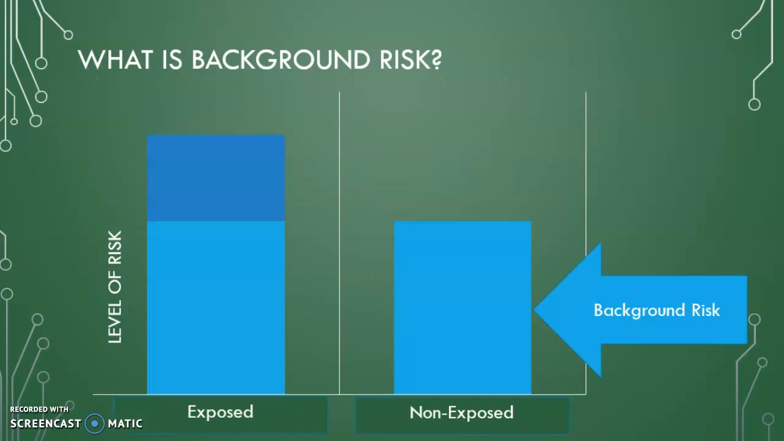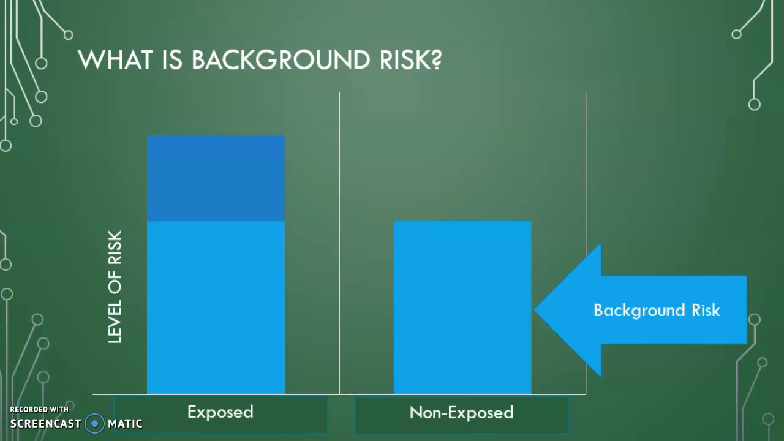In understanding attributable risk, we also need to understand what is background risk. And background risk can be shown by this chart here. So we have our exposed on the left and our non-exposed on the right, and their levels of risk. So the background risk is in the light blue, and this is the portion of the non-exposed who still are at risk for getting the outcome. And so then the dark blue above that is the actual risk for the exposed.